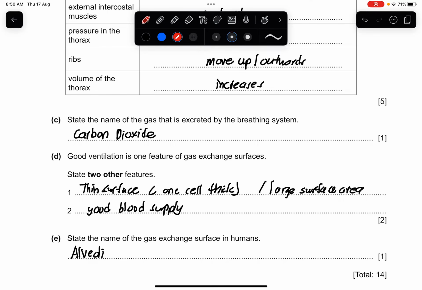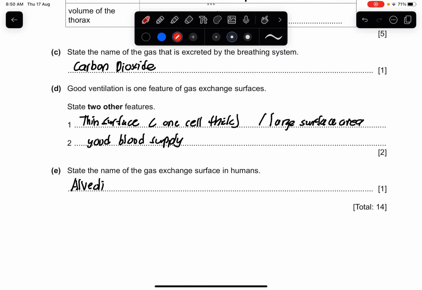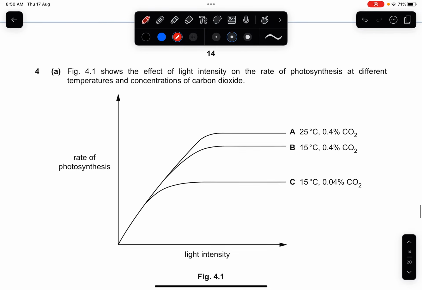Question 3, part D. Good ventilation is one feature of gas exchange surfaces. State 2 other features. It could be a thin surface, one cell thick, there's good blood supply, a thinner diffusion distance, and of course a larger surface area for more successful gas exchange to help deal with oxygen debt if you're exercising. Okay. Question 3, part E. State the name of the gas exchange surface in humans, which is the alveoli or the alveolus. Okay. Question 4a.